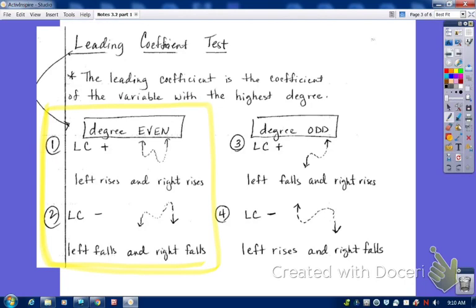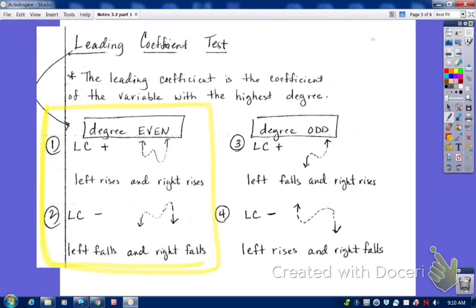And this book likes to use rise and fall. So it likes to use rise for going up, fall for going down. It means the same thing. I don't care what you put. As long as you tell me both ends go up, you can say both ends go up. You can say both ends rise. If the degree is even and the leading coefficient is negative, then the ends are still going to go in the same direction, but they're both going to go down.